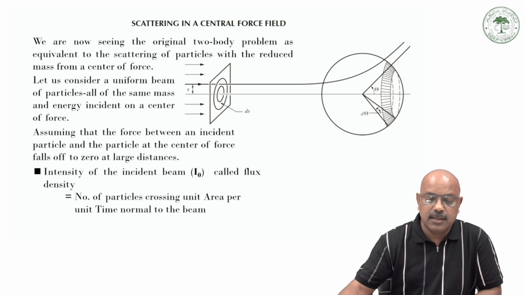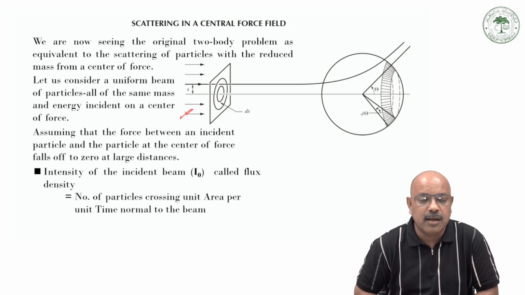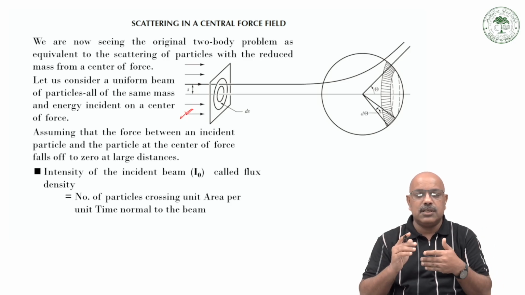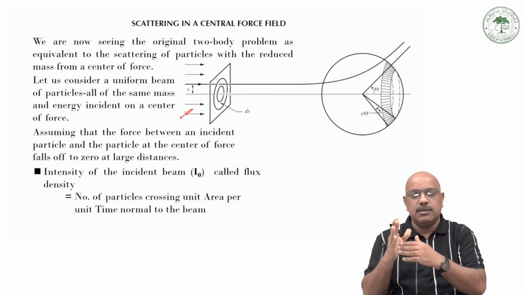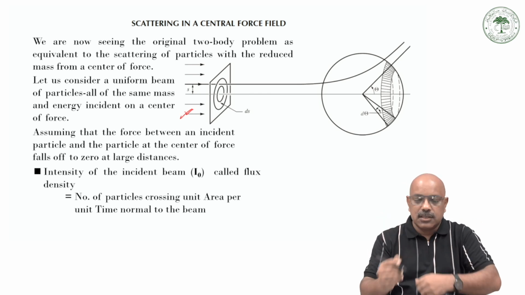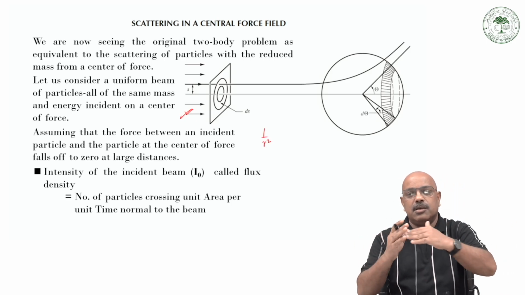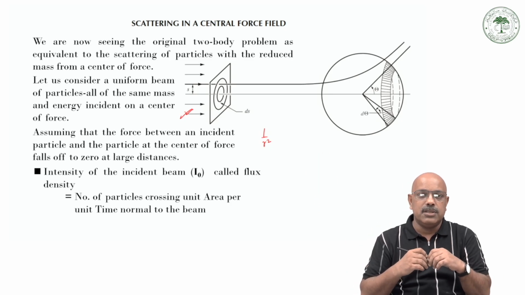What we are assuming is that the projectile particles are all of equal mass and incident energy when they move towards the center of the force. The second assumption is that the force between the incident particle going towards the target and the center of the force is zero at large distance. The force acting between the target, where this projectile is going to hit, goes as 1 by r square. So as the distance between the target particle and the projectile increases, the effect of the force goes to zero at large distance.